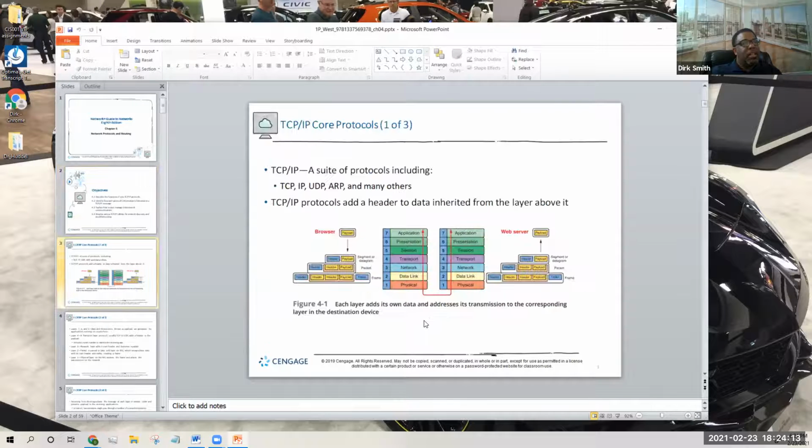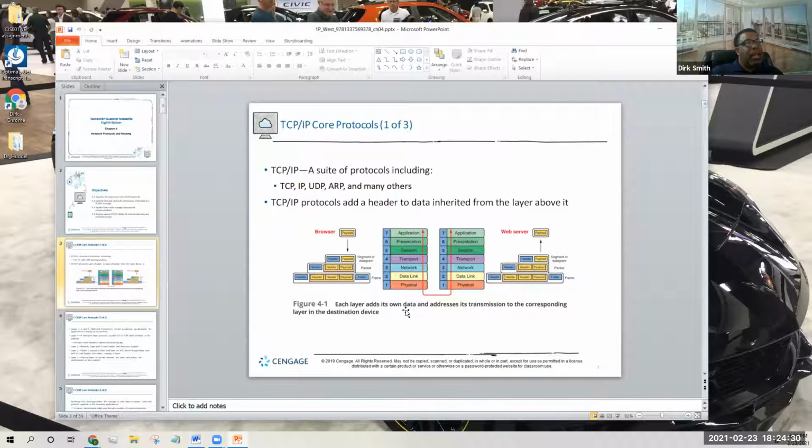Now, as I said at the beginning of the semester, this book gets very, very deep and very, very granular. So we're going to hit the high surfaces, because unless you plan to be network administrators or go deep into this, some of this stuff you're not really going to need.